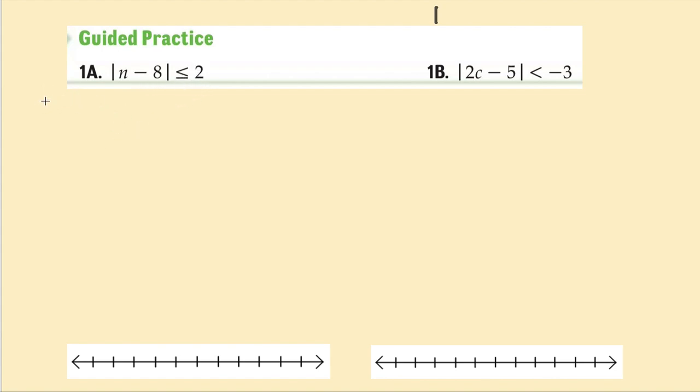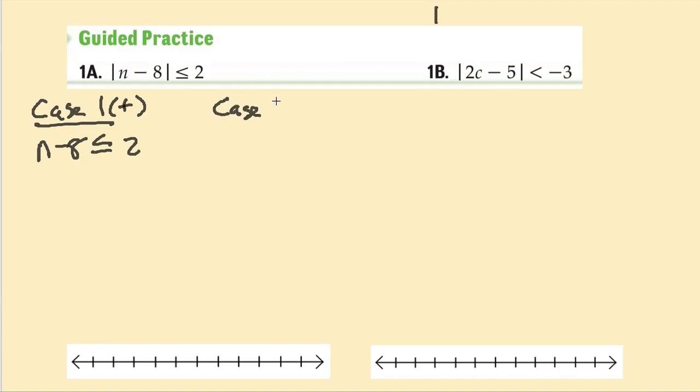Again, like we did on the intro example, we have our first case, which is our positive case. So we're going to have n minus 8 is less than or equal to 2. Basically your positive case is always going to be just drop your absolute value signs and write it out how it is. And then we're going to have our negative case.